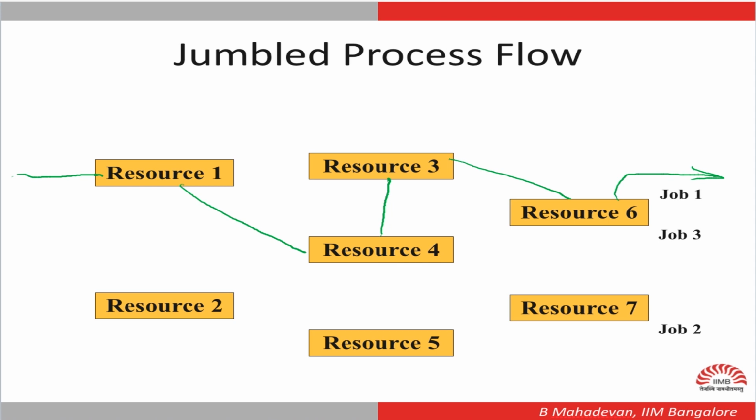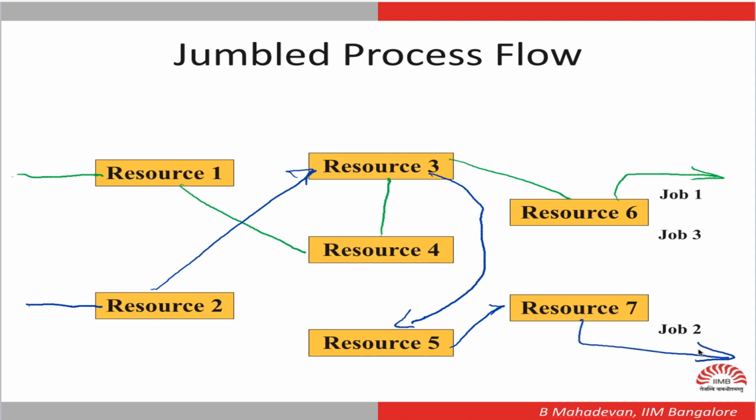Let's take another job. It starts from resource 2. From resource 2 it visits resource 3, and from resource 3 it comes to, let's say, resource 5. From resource 5 it goes to resource 7 and then it goes out. We have these examples. You go for an executive health checkup, you find that different patients are asked to go to different places. Let's say there is a third job which again starts from resource 1.